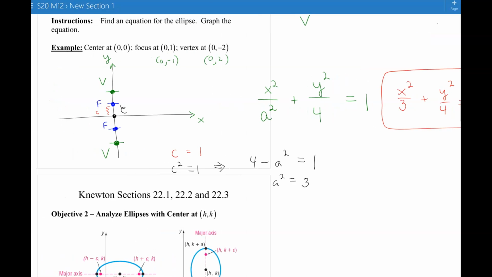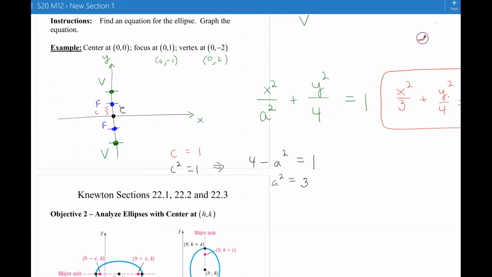So now we know our equation looks like x squared over 3 plus y squared over 4 equals 1. So there's our equation. And then in the x direction, we need to go a equals plus or minus square root of 3, which is a little less than 2. And then draw your ellipse. Okay, so I'm going to pause here, and then we're going to allow the center to go somewhere else besides (0, 0).